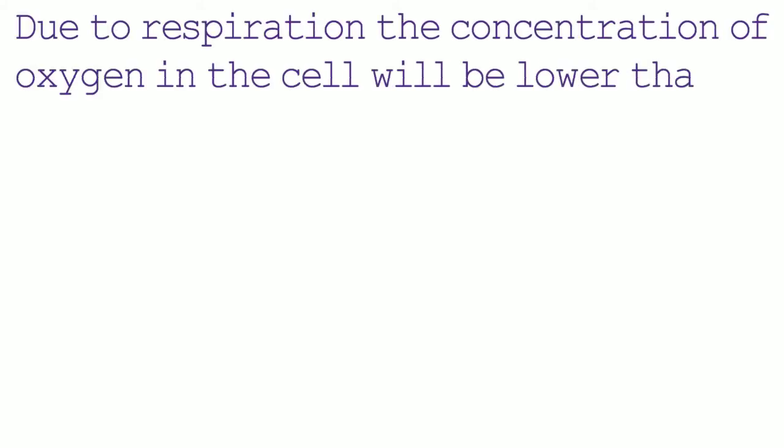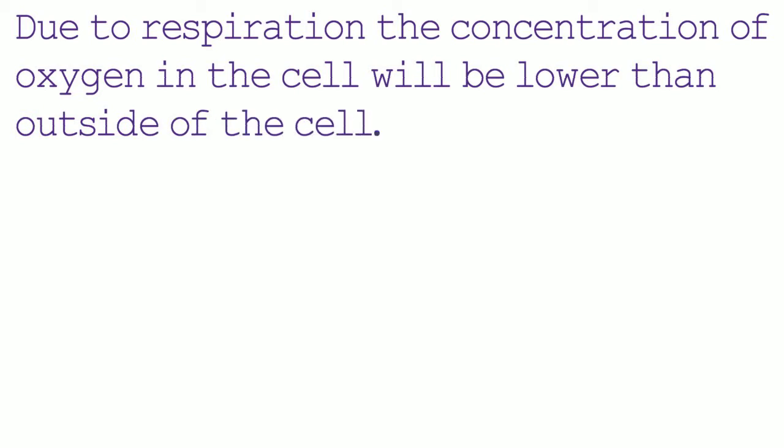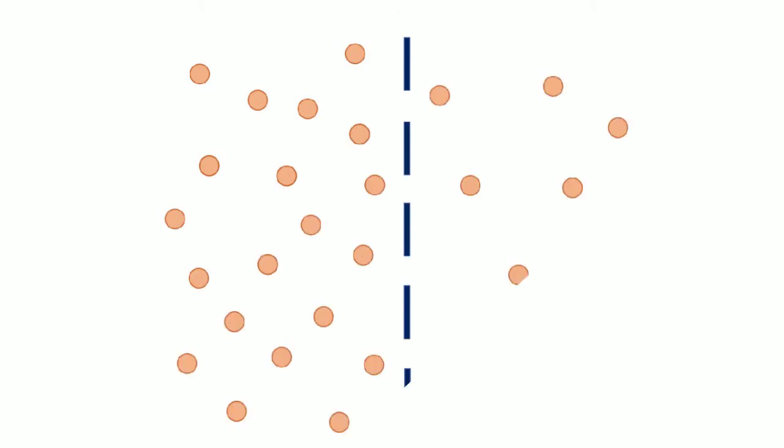When a cell is respiring, it is using glucose and oxygen to create energy, water and carbon dioxide. The concentration of oxygen in the cell will be lower than outside the cell, and this is because the cell is turning oxygen and glucose into carbon dioxide and water, and then also producing energy. So let's first have a look at diffusion for oxygen with respect to cells. So here we have a diagram. The purple dashed line is the cell membrane, and it's partially permeable.